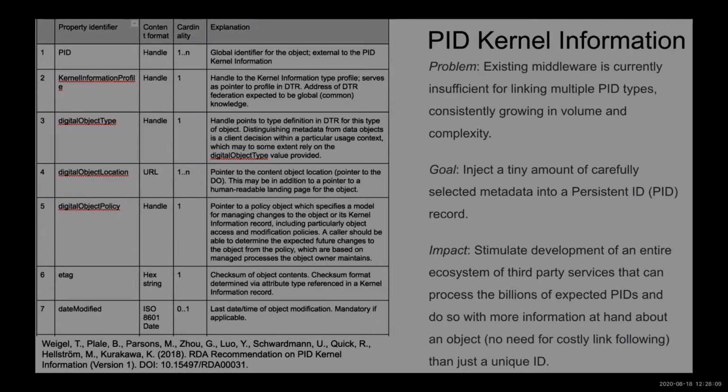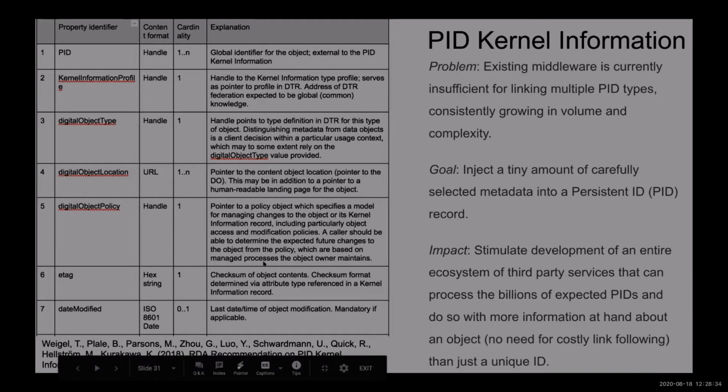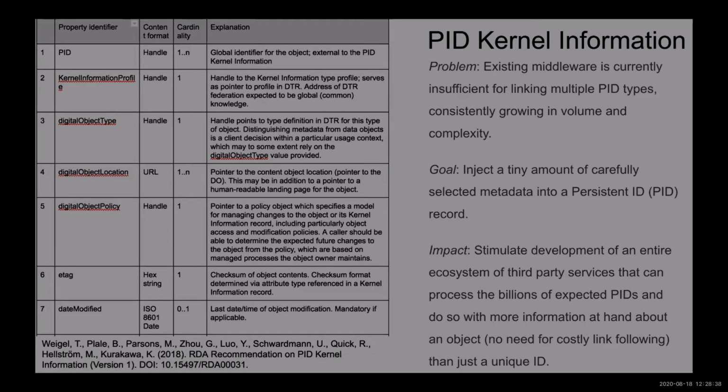Existing middleware is broadly insufficient for linking multiple persistent identifier types, consistently growing in volume and complexity across multiple different science fields. The PID kernel information working group defined a schema to inject a tiny amount of carefully selected metadata into a persistent identifier record. The left-hand column you'll see here has short descriptions of that metadata. The deployment of enhanced persistent identifier metadata can promote the development of an entire ecosystem of third-party services that can process the billions of expected PIDs and do so with more information at hand about an object, with the added benefit of reducing the costs of tracking persistent identifier links and data provenance issues.